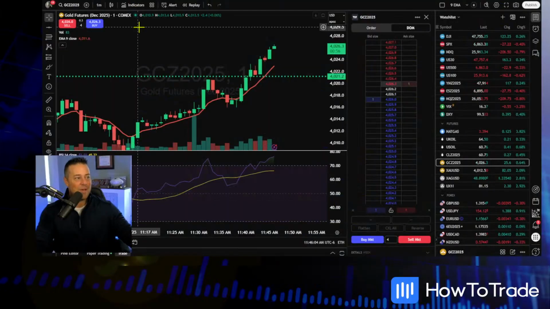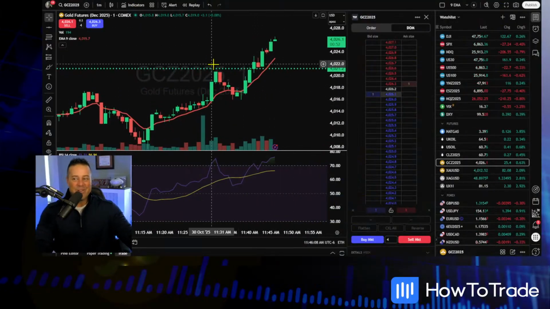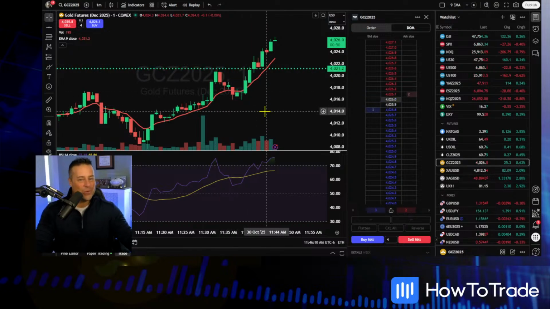I mean, this is what it's all about, though. When you took your stop loss, did you lose or did you win? Well, price is now about $6 higher, $5 higher. That's 50 ticks. And we were playing for what?